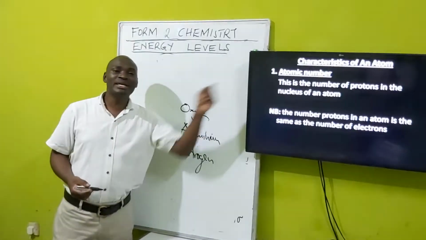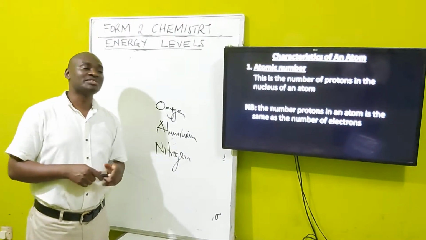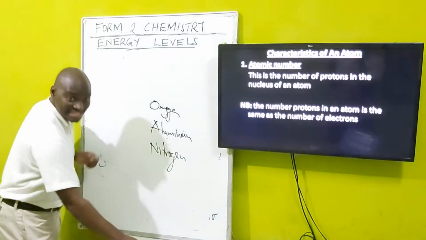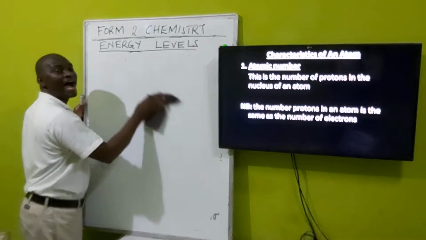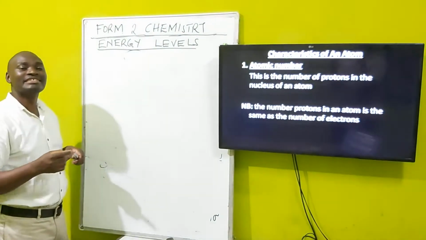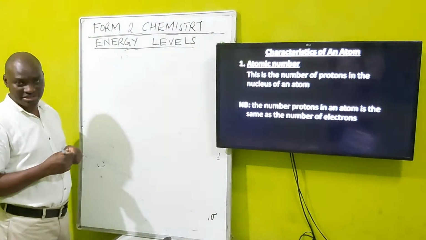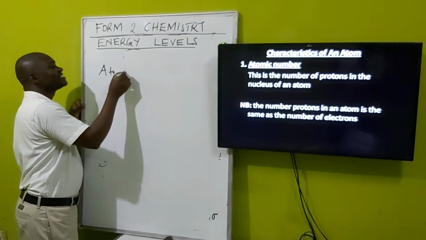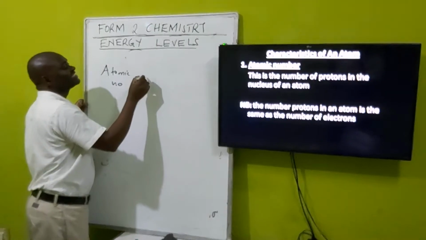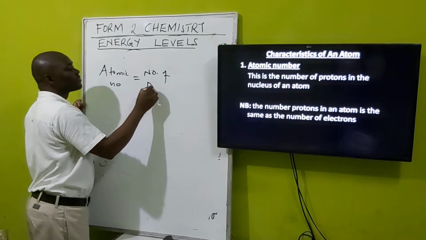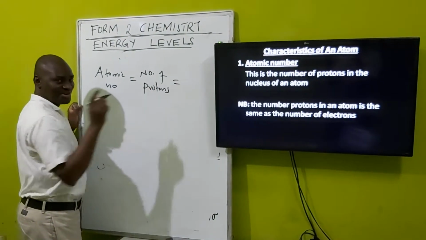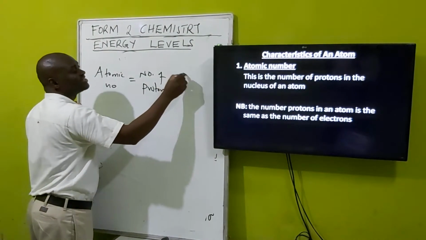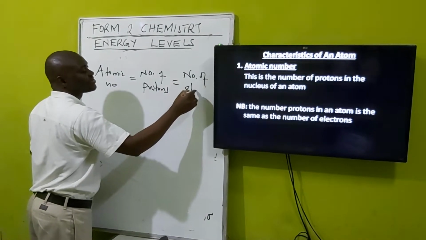One is by the use of atomic number. So what is atomic number? Atomic number is the number of protons in the nucleus of an atom. And remember, when we are talking of atomic number, it is the same as the number of protons. And don't forget, we said that an atom is electrically neutral, meaning the number of protons is equivalent to the number of electrons.